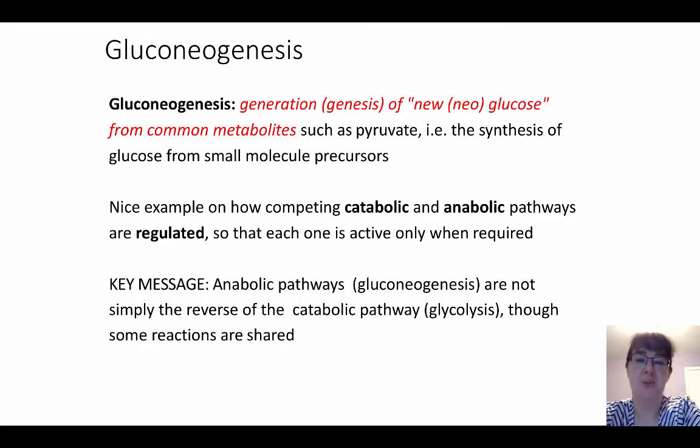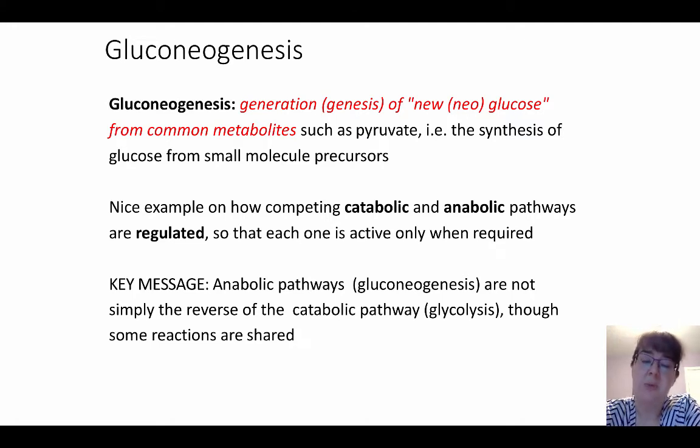Gluconeogenesis is going to be the generation of new glucose. And when you break down the word, that is literally what it means. So genesis for generation, neo for new, and gluco for glucose. And this is going to use common metabolites, especially things like pyruvate. So the synthesis of glucose from small molecule precursors.